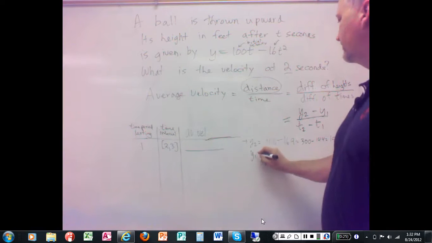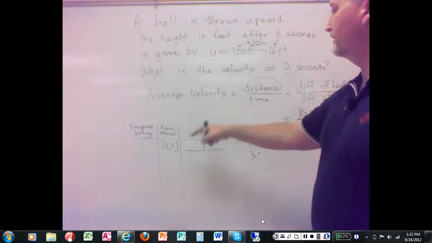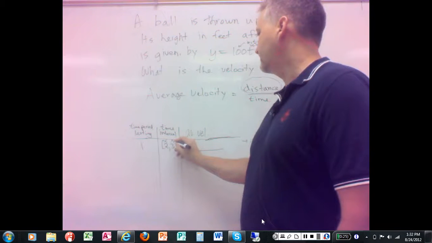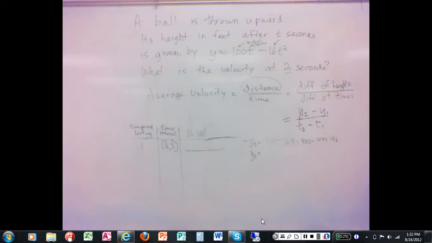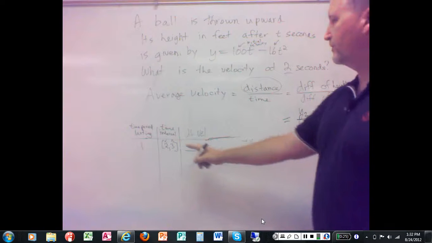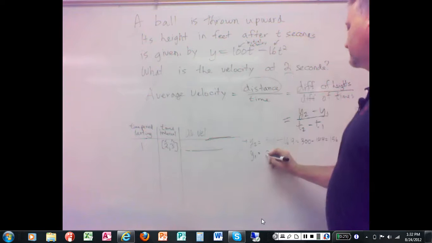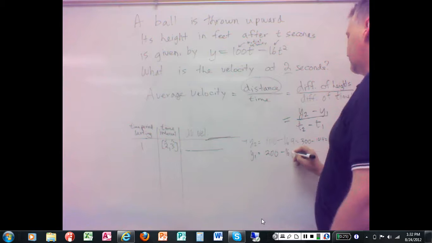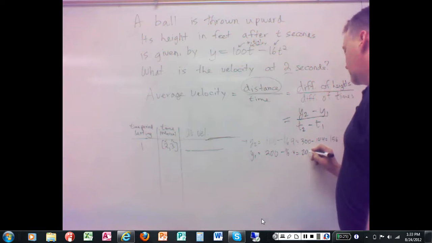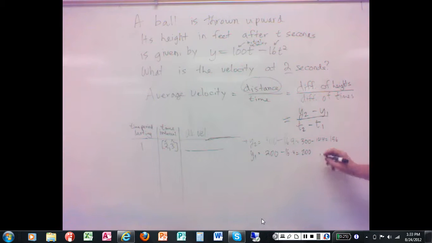And then y1 would be, this being x1, this being x2, y1 would be when it's x2, which would be 200 minus 16 times 4. So that's 200 minus 64, which is 136. Did I do those right? 156, 136. Okay. I'm doing these all by hand, but in a moment I'll show you. We'll just plug it into the formula and let the calculator do it for us.